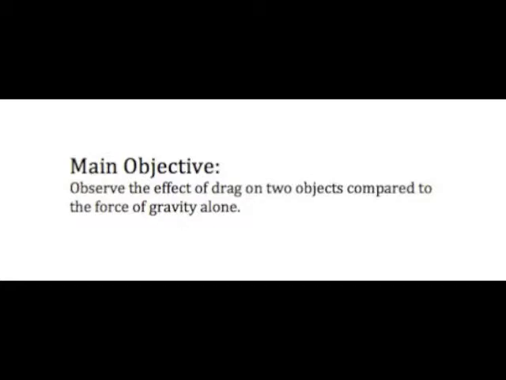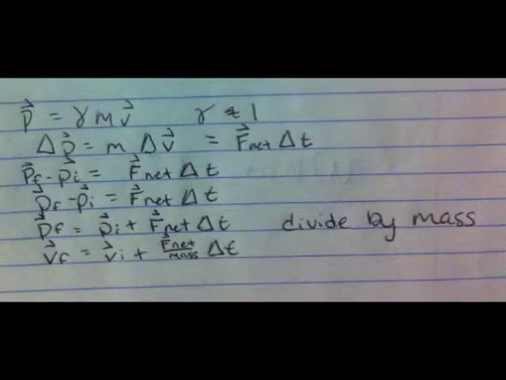The main objective of this lab is to observe the effect of drag on two objects compared to the force of gravity alone on the object. We use the momentum principle derived as shown to find the final momentum and the final velocity. We also use the position update formula, which is final position equals initial position plus final velocity times change in time. Here, the F net is gravity.